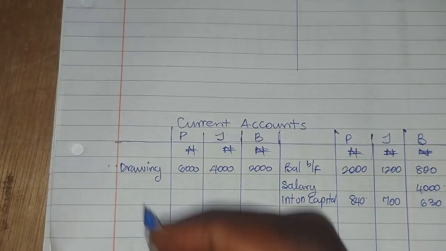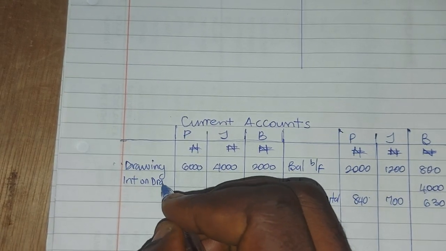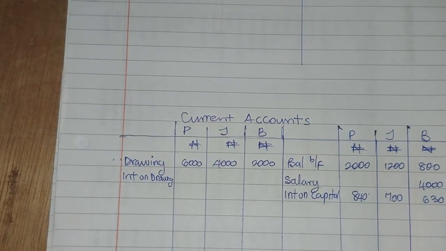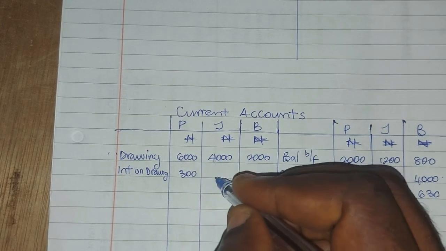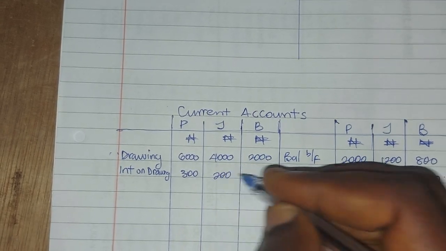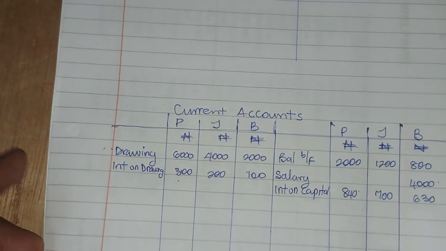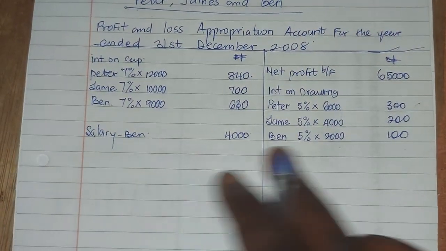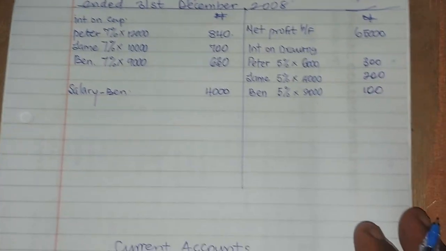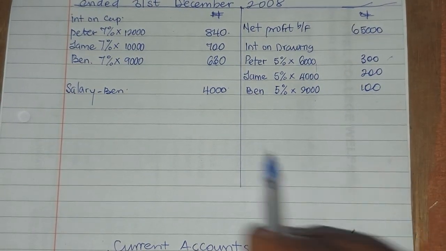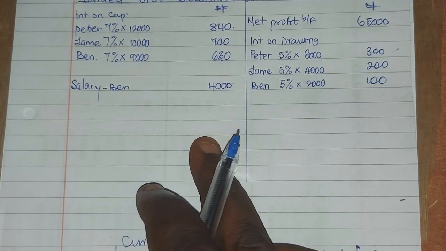You need to debit interest on drawings. You debit the current accounts. So we have 3,000, we have 200, 300, 200, and 100, and that's all. Then we need to balance these accounts. All right, we need to balance this account. So let's add these sides together. Then the balance will be shared among the partners in their sharing ratio.